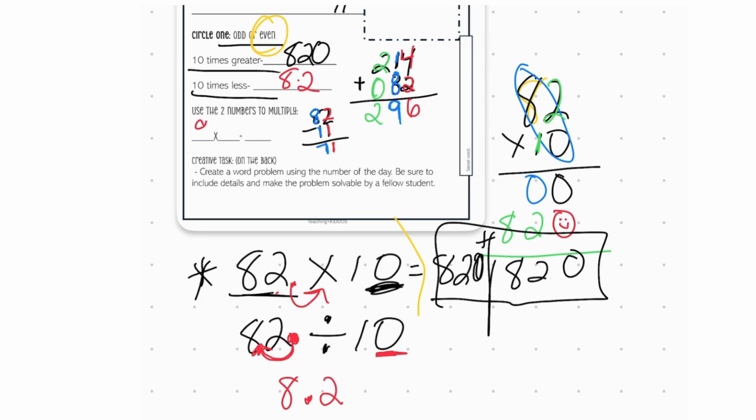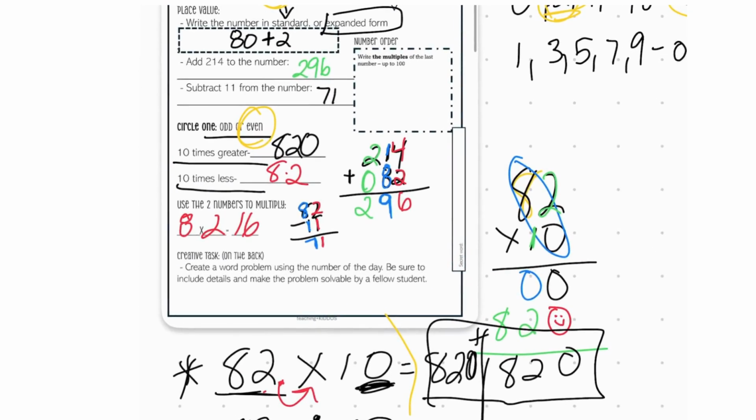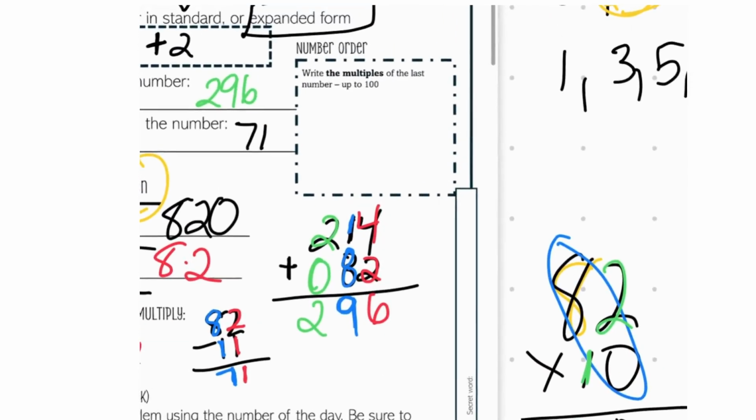And then if we were to take the 8 and the 2 and multiply them, we get our 16. I don't think I've said the secret word. So the secret word for today would be carrot, like the vegetable carrot. So you can write that in the secret word area.